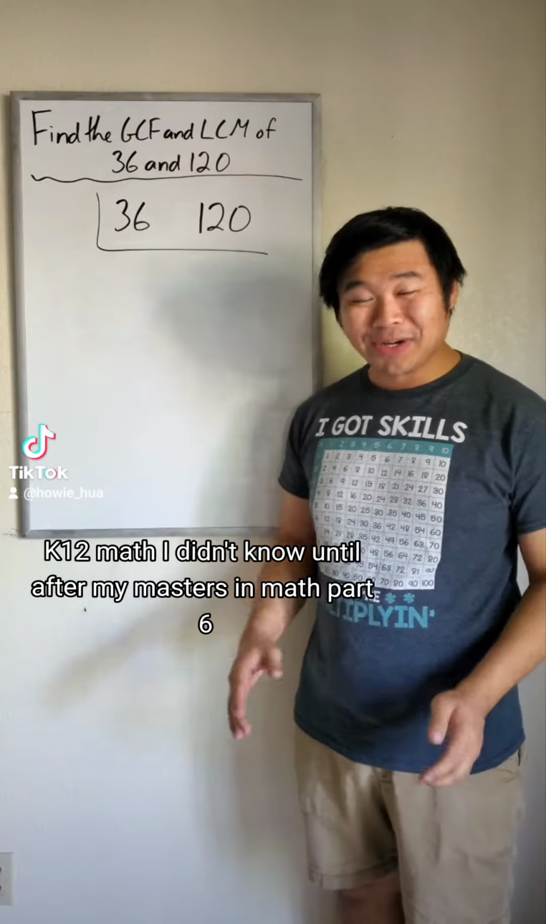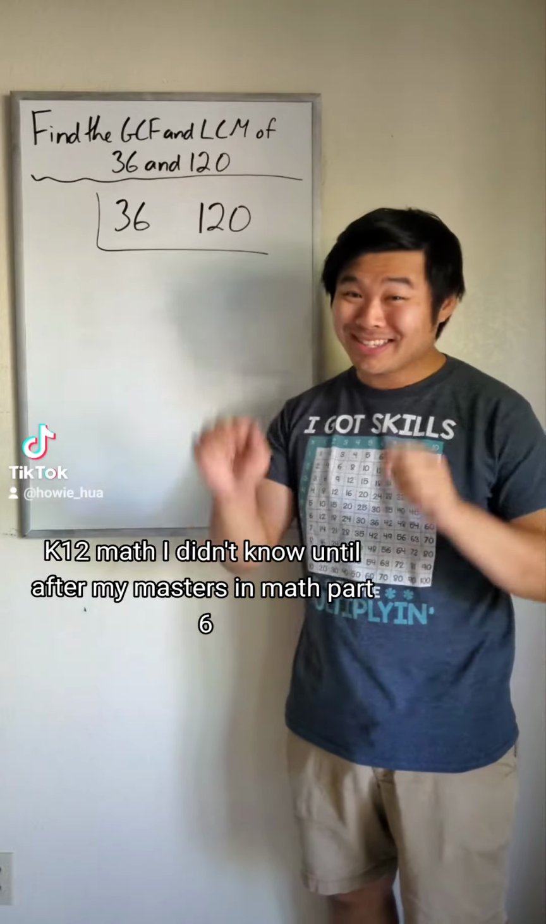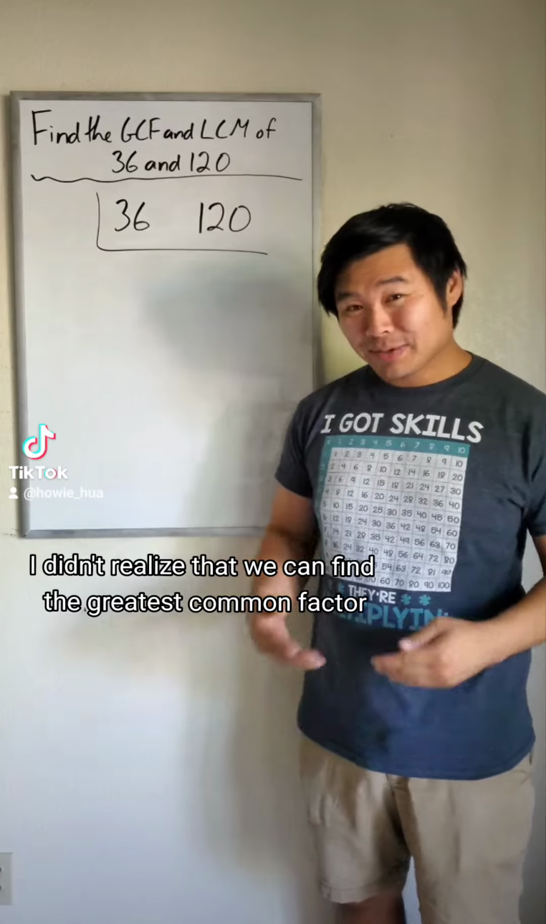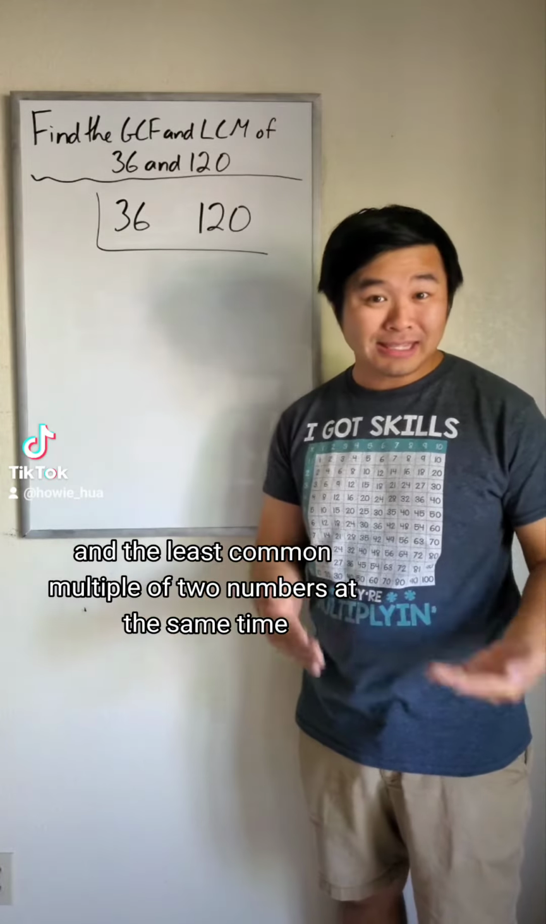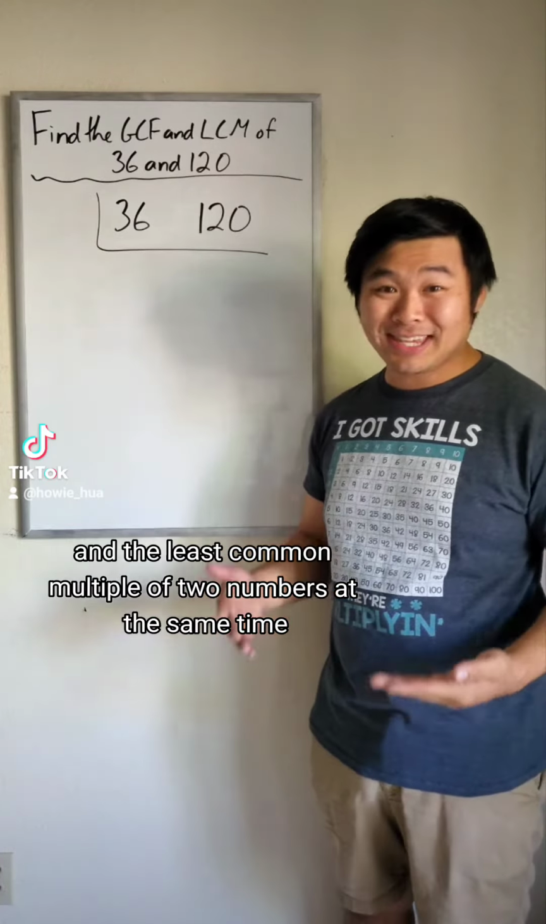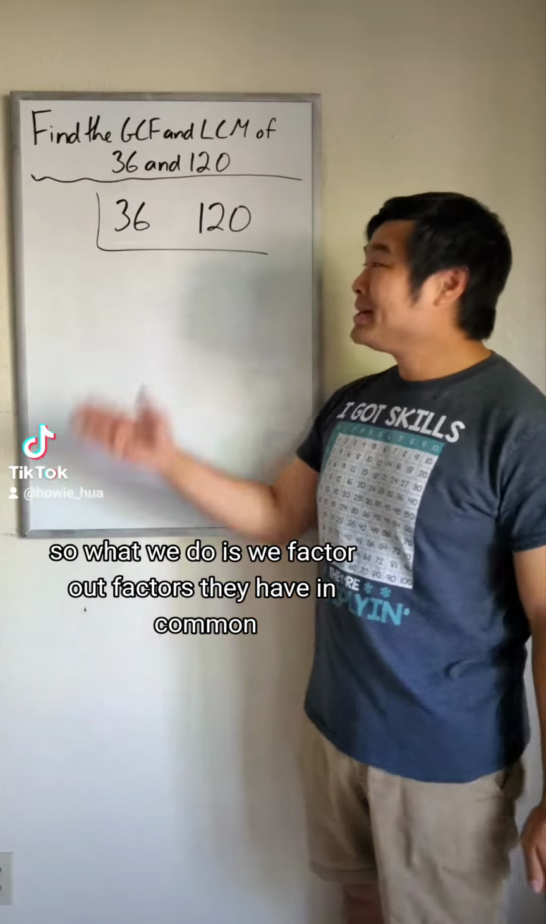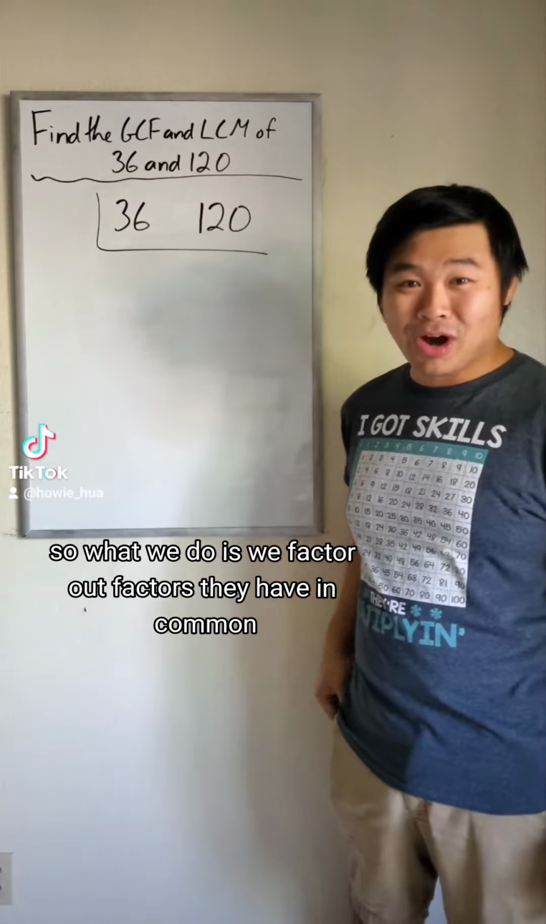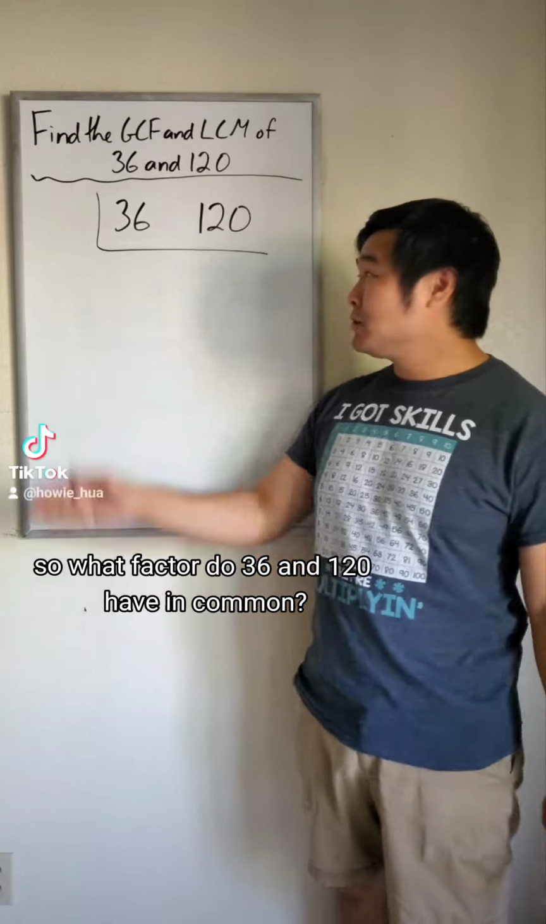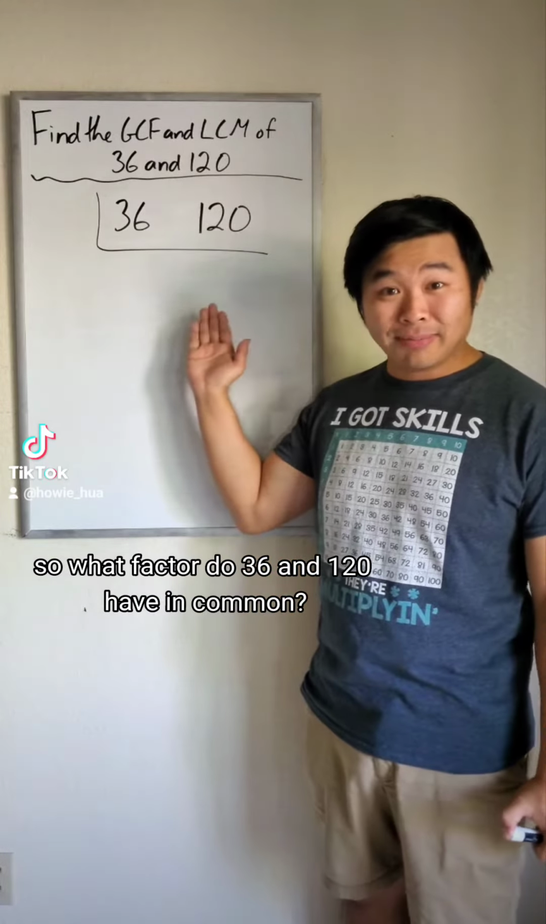K-12 math I didn't know until after my master's in math, part 6. I didn't realize that we can find the greatest common factor and the least common multiple of two numbers at the same time. We can do this with the ladder method. So what we do is we factor out factors they have in common. So what factor do 36 and 120 have in common?